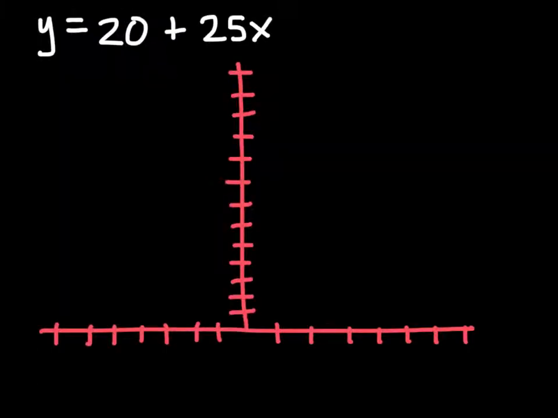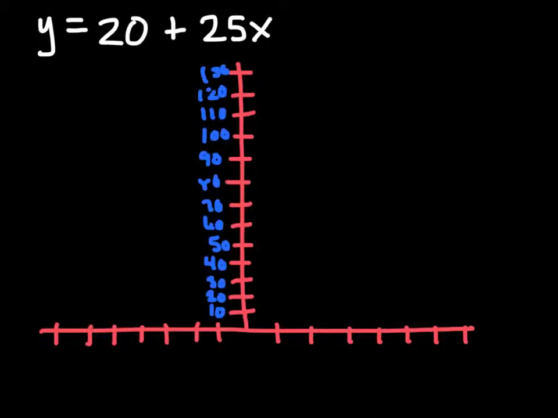Okay, let's go ahead and graph. I've made a simple coordinate plane here where the values on my y-axis go by 10. So I have 10, 20, 30, etc. And my values here are 1, 2, 3, 4, 5, 6, 7.